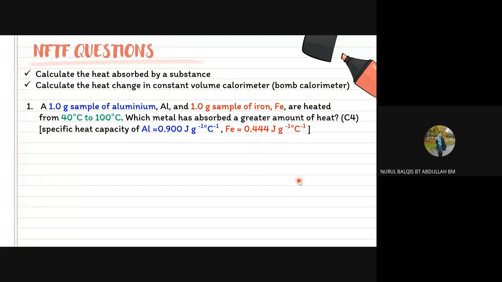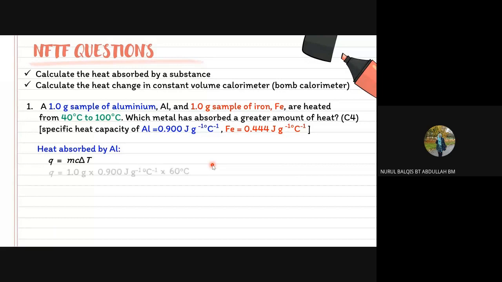Awak rasa formula apa yang awak nak guna untuk Q ni? MC delta T or C delta T? Tapi kat bawah ni dia bagi specific heat capacity. Kalau specific heat capacity, sepatutnya guna formula mana? MC delta T. Selain daripada this C kecil, kita tahu dia ada mass kan for each of them. So cukuplah information dia. Ada mass, ada small c, ada delta T 100 minus 40. So bolehlah kita guna MC delta T.